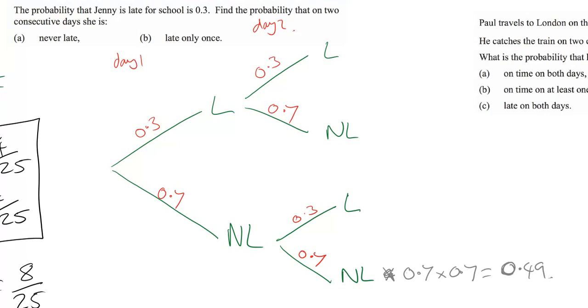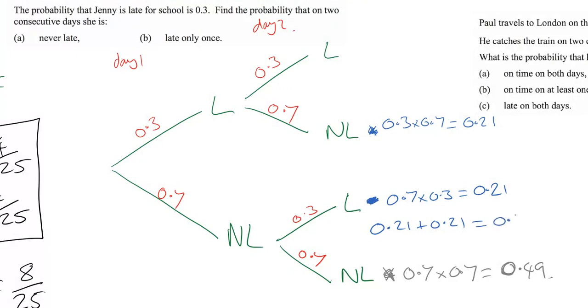Well, that is 0.49. Late only once, well, that is going to be a combination of this branch and this branch. Late followed by not late, or not late followed by late. So we're going to do 0.3 times 0.7, which is 0.21. And we're going to have 0.7 times 0.3 here, which is also 0.21. So late only once is going to have to add these two things together. 0.21 plus 0.21, 0.42. So our answer for A was 0.49. Our answer for B, 0.42.